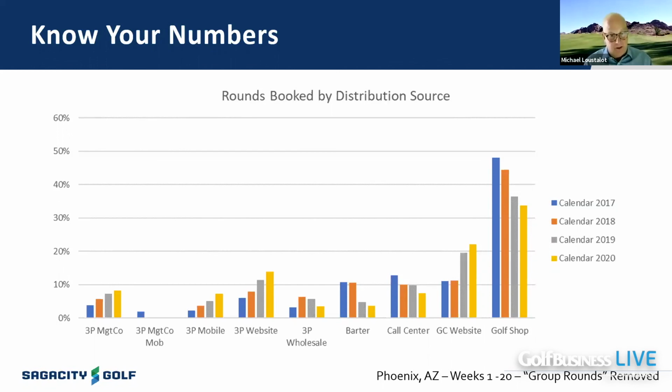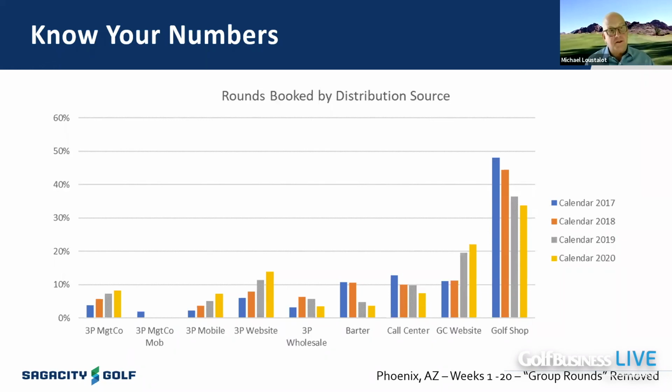So one of the things you do is you start to take out, say, the group business. You don't want to really talk about online versus online performance of group business. Group business for most courses gets booked over the phone. That's always going to be online. So take it out of the equation when you're evaluating your performance, right?